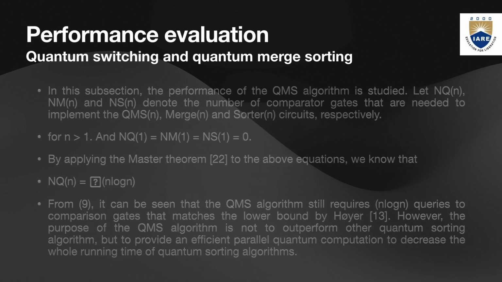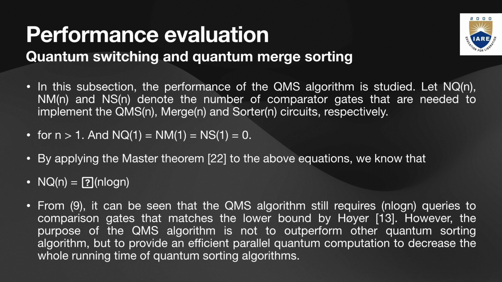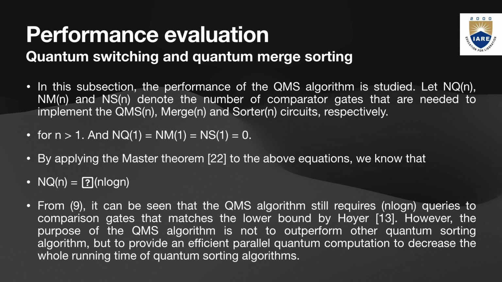So now let's talk about the performance evaluation of quantum merge sorting. In this subsection, the performance of the QMS algorithm is studied. Let NQ(n), Nm(n), and Ns(n) denote the number of comparator gates that are needed to implement the QMS, merge, and sorter circuits of n respectively. So for n greater than 1, and NQ(1) equal to Nm(1) equal to Ns(1) equal to 0.